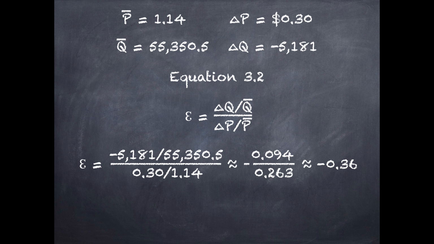So if we put that information in there, we have a change in Q of negative 5,181. We divide that by the average of Q, which we had as 55,350.5. And in the denominator, we have the change in P, which is equal to 30 cents, and the average of P, which is $1.14, which approximately gives us negative 0.094 divided by 0.26316, and that gives us an arc elasticity of negative 0.36 for Akon's Beautiful.